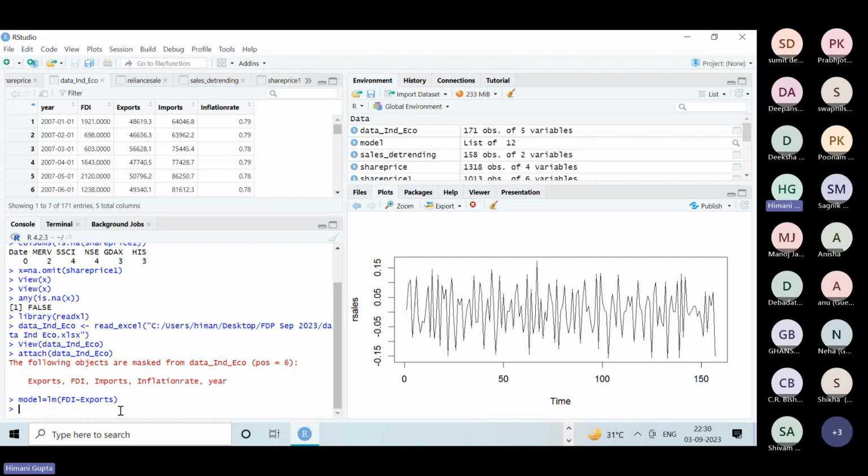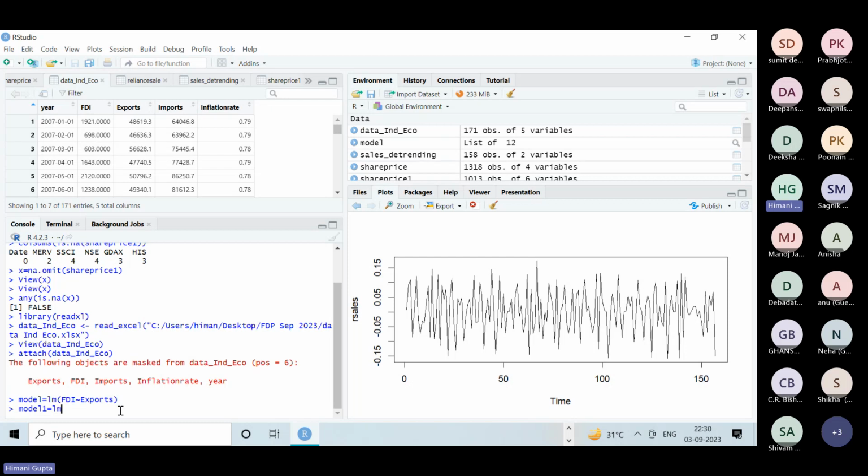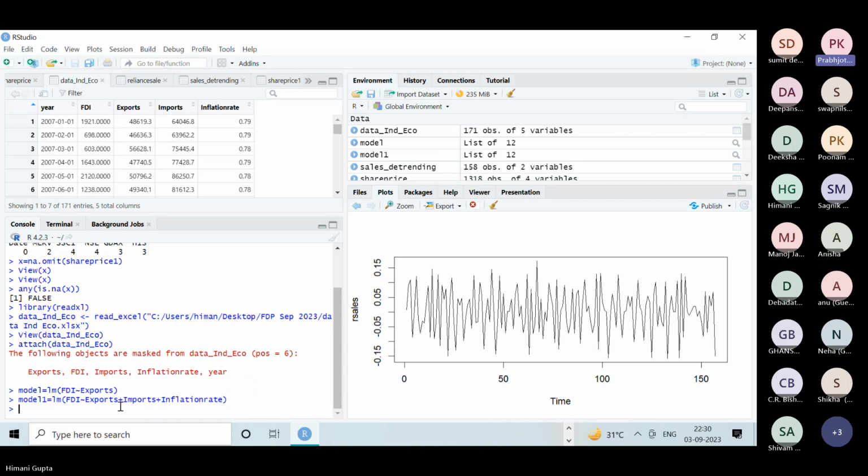And if you are having more than two variables, let me make one more model. I'll name it model 1 is equal to lm, your FDI is depending on your exports, your imports, and your inflation rate. So I have created two models now. First, I am saying FDI is only depending on exports. Now I'm saying FDI is depending on your exports, imports, and inflation rate. Now let's see our results.